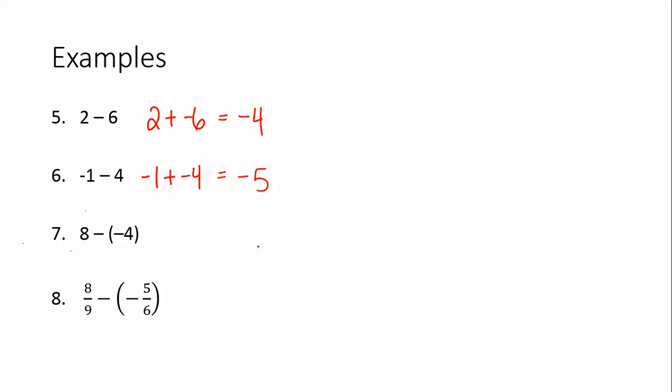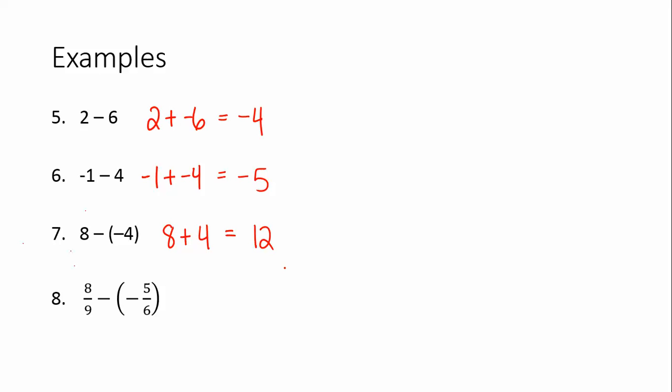Number 7, we have 8 minus -4. So when we add the opposite, we have 8 plus, and this 4 will become positive. 8 plus 4, the signs are the same, so we add the numbers and we'll keep our answer positive.